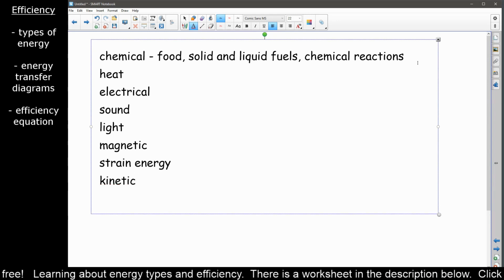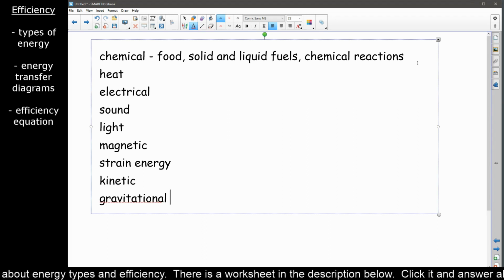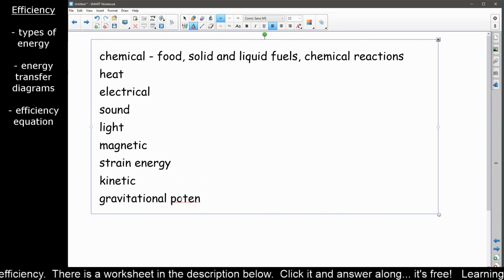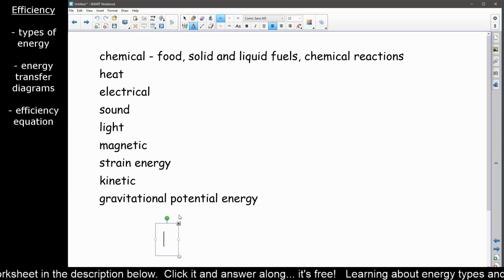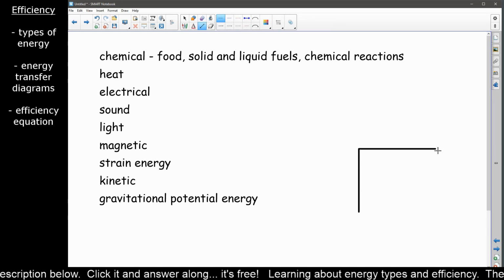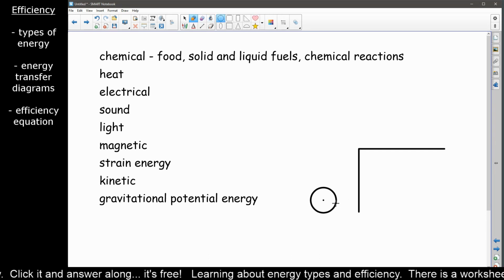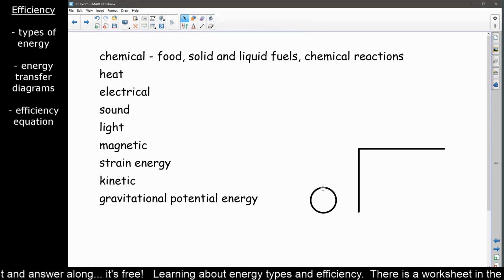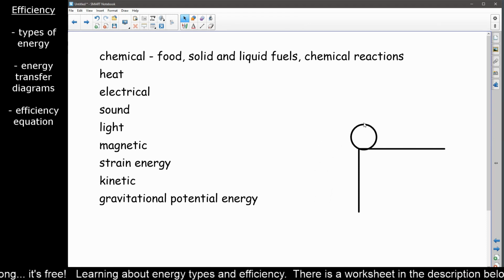And then finally, gravitational. If I could spell gravitational, that would help. Gravitational potential energy. Those are our energy types. Gravitational potential energy, if I lift something up from a low height onto a higher height. So let's draw ourselves a little shelf. Right? If I take a little object and I put some energy into it, I give it some movement energy, and I set it up there.